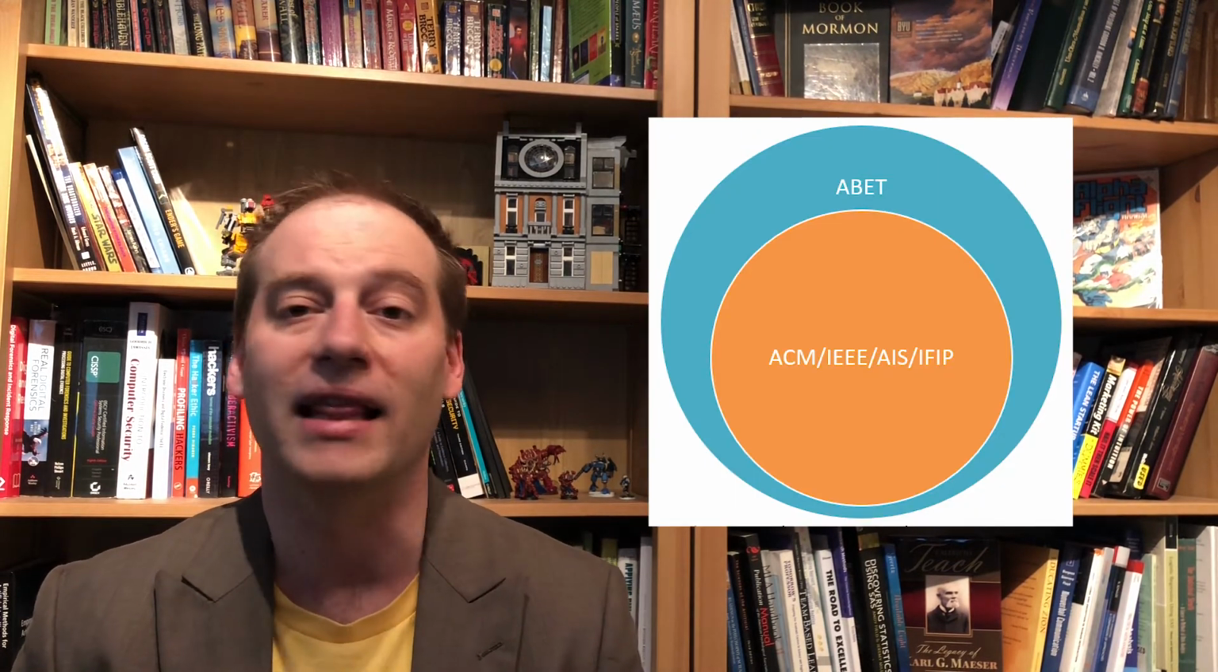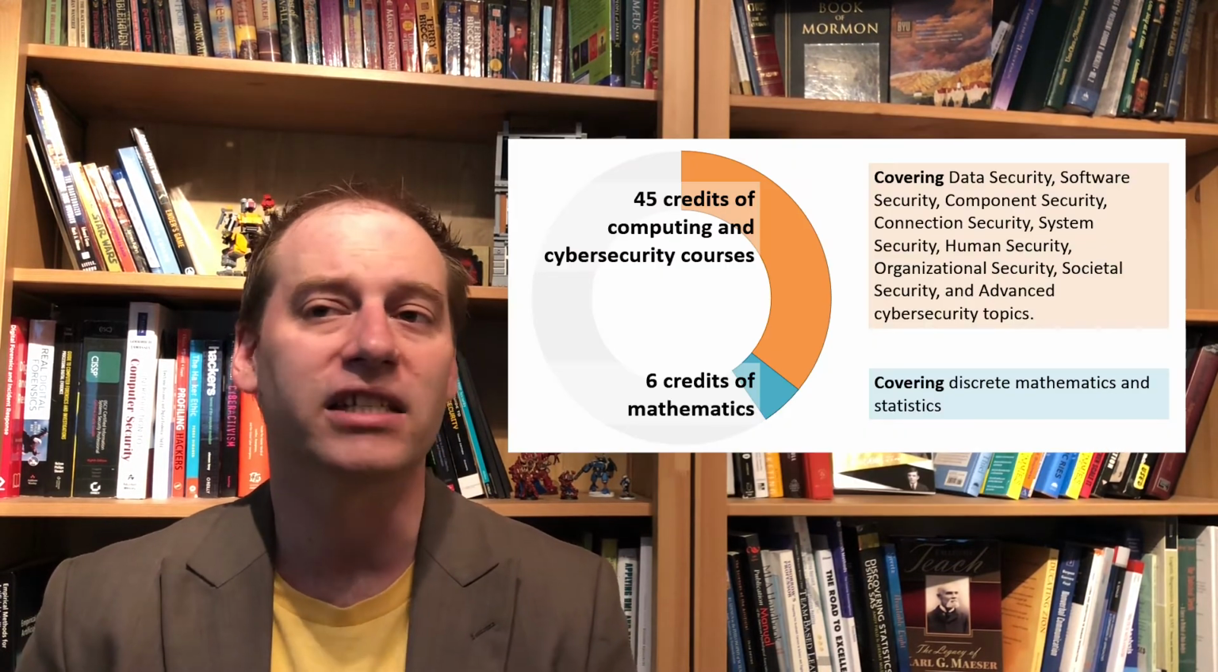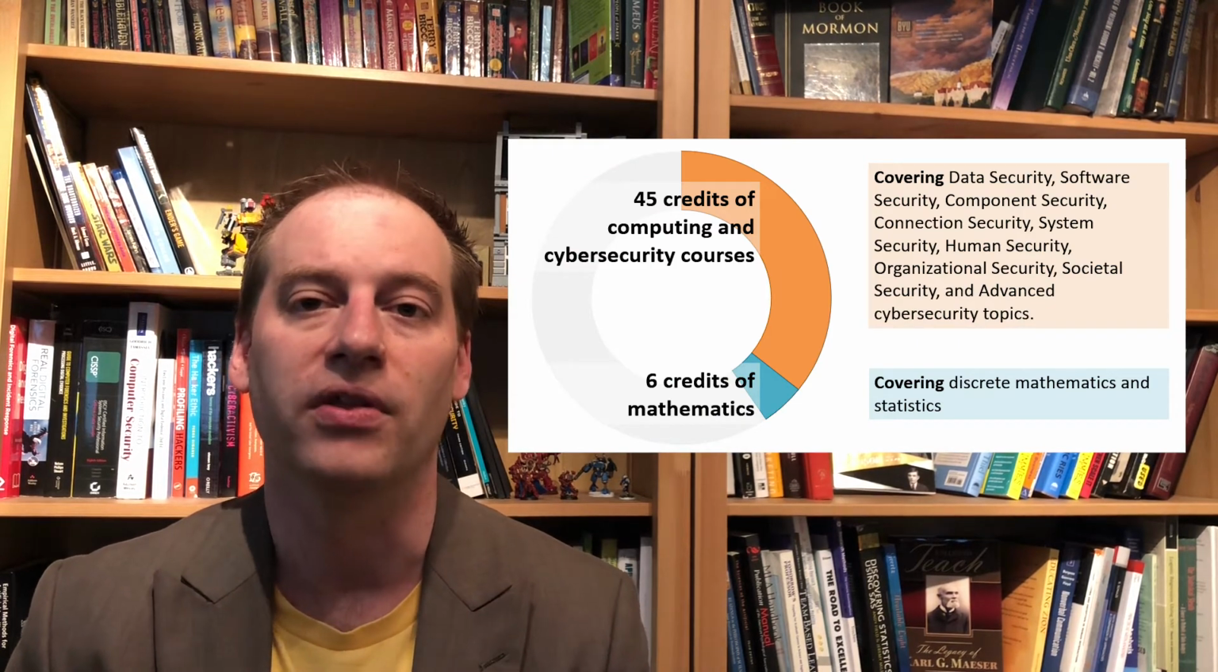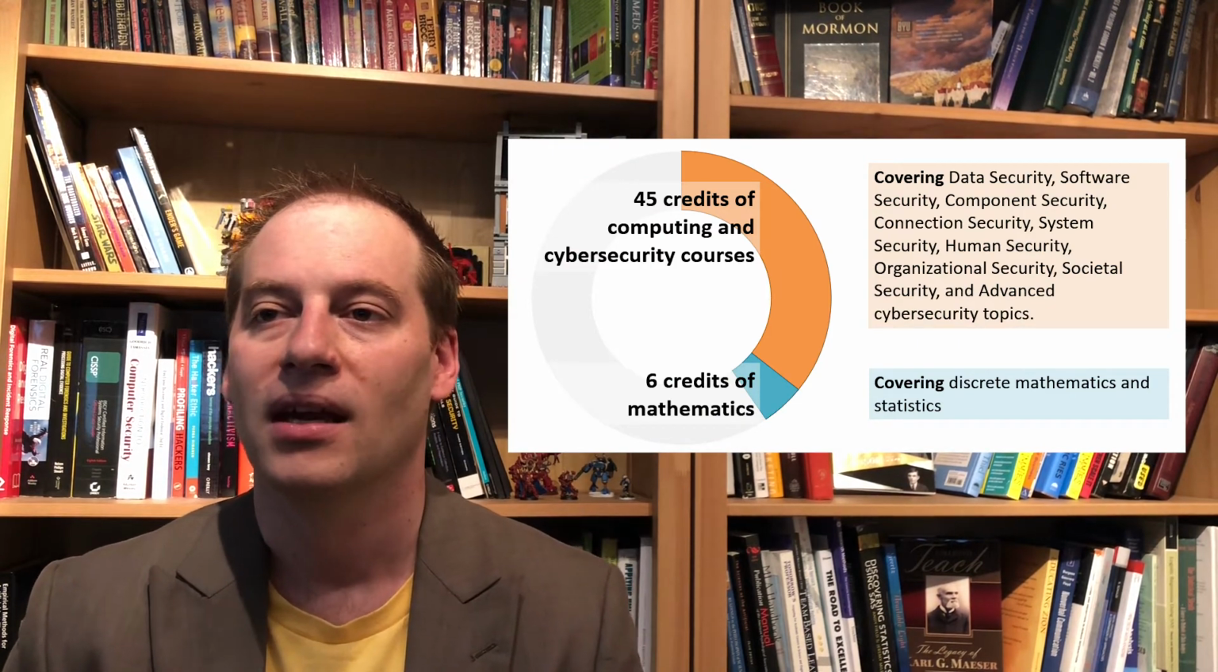The Accreditation Board for Engineering and Technology, or ABET, built upon that last list and added discrete mathematics to the things that students should know. And they included 6 student outcomes. I'm going to read them for you.